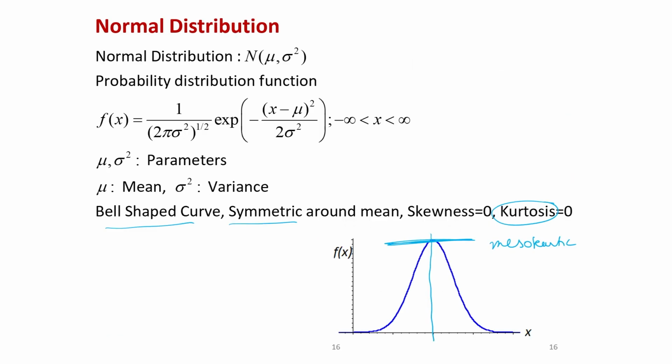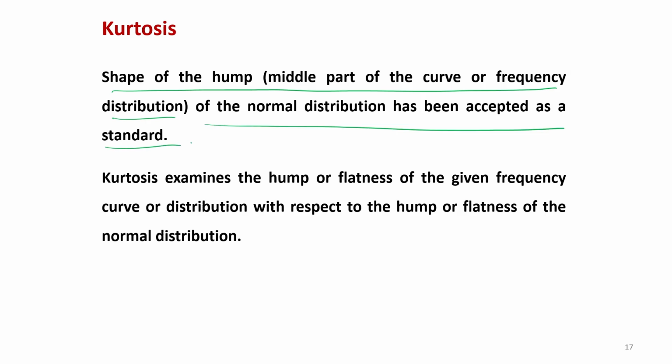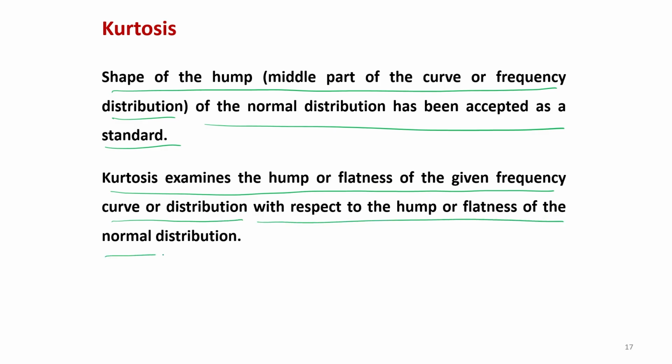Once again, you can see I have used the concept from the normal distribution to define our standards. The shape of the hump, which is the middle part of the curve of the frequency distribution of the normal distribution, has been accepted as a standard, right. And this property of kurtosis examines the hump or flatness of the given frequency curve or distribution with respect to the hump or flatness of the normal distribution, which I just showed you, right.